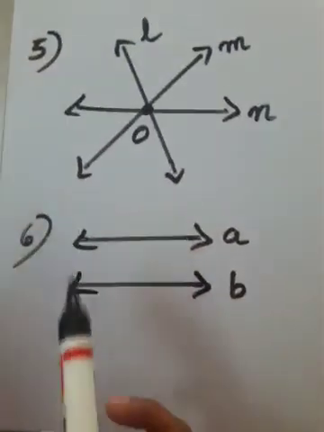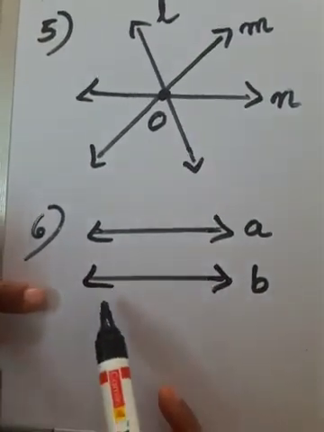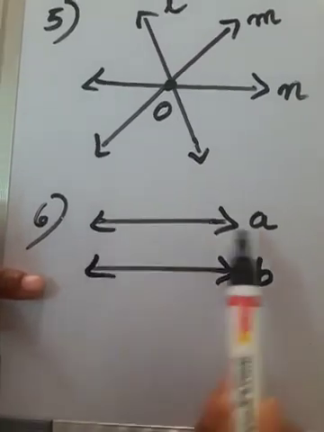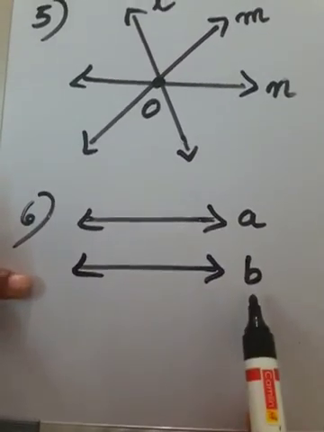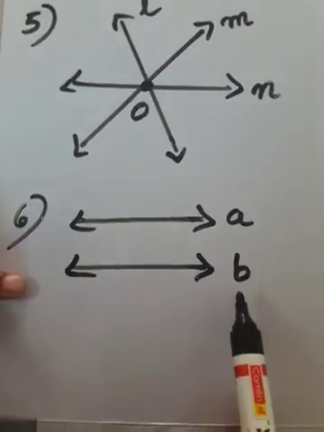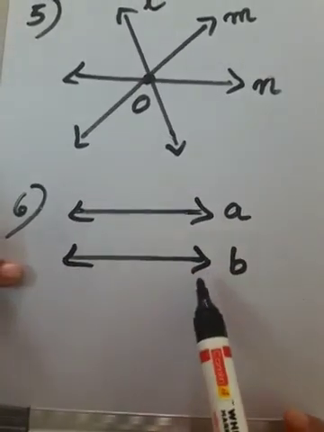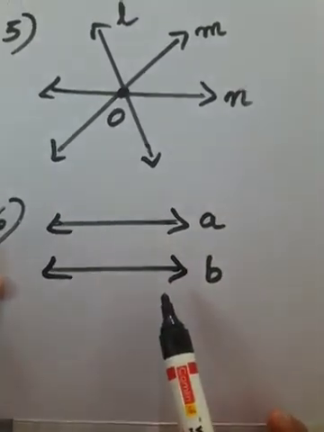Next, look at this figure. It is a parallel line, correct? Line A and line P are called parallel lines. Why? Because they do not intersect each other at one point.